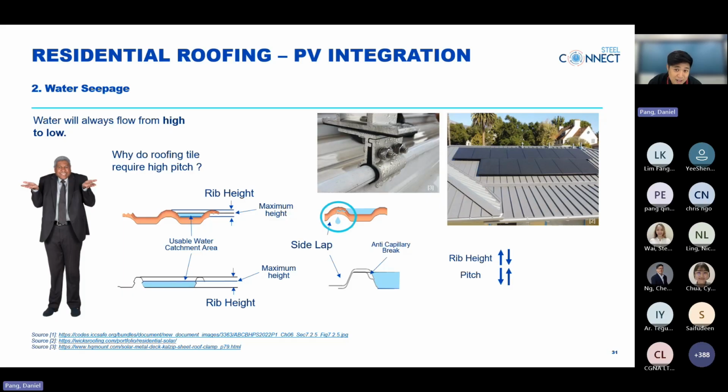Now we have learned the fundamental roofing profile, and the golden rule of this profile is that rib height and roof pitch work inversely. If a rib height increases, pitch decreases, and it works similarly inversely. So this shows the water seepage is significantly lesser for steel roof compared to a tile roof.